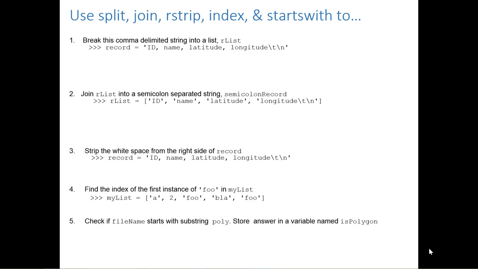Note that number 2 is probably the trickiest one. Join is a string method, and the object needs to be the string separator, the semicolon, as a string literal. With that, pause the video, please, and write your answers down on a piece of paper.